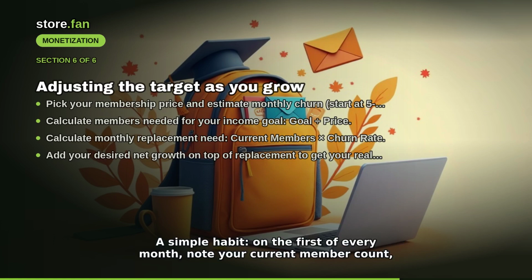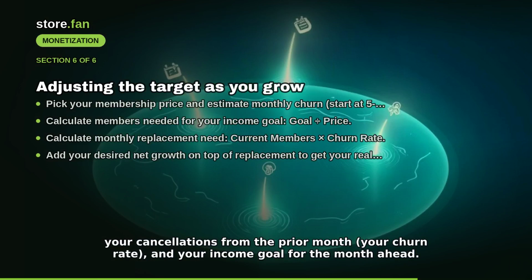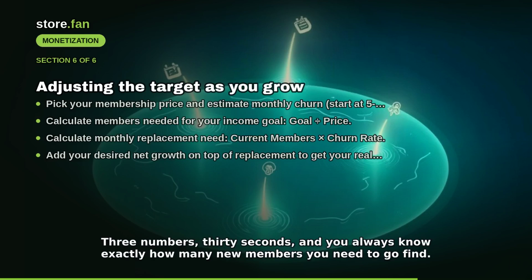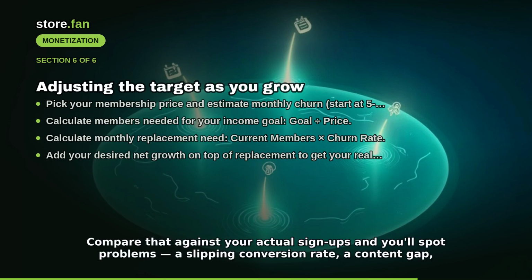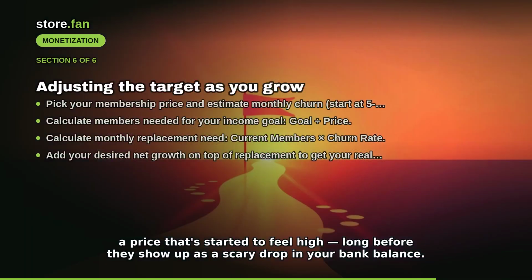A simple habit. On the first of every month, note your current member count, your cancellations from the prior month, your churn rate, and your income goal for the month ahead. 3 numbers, 30 seconds, and you always know exactly how many new members you need to go find. Compare that against your actual signups and you'll spot problems: a slipping conversion rate, a content gap, a price that started to feel high, long before they show up as a scary drop in your bank balance.